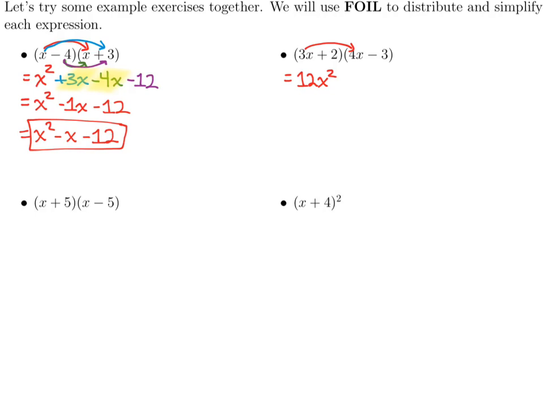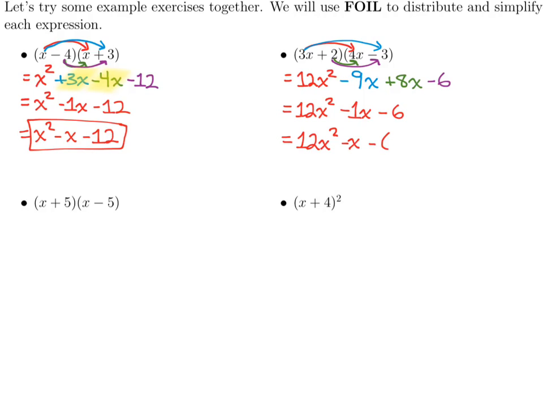Okay, on the right, 3x times 4x makes 12x squared. 3x times negative 3, negative 9x. 2 times 4x is 8x. And 2 times negative 3 is negative 6. So 12x squared is alone. The x terms combine to make minus 1x, and the minus 6 is alone. And if you want your answer to look just a little bit better, you might rewrite it as 12x squared minus x minus 6.